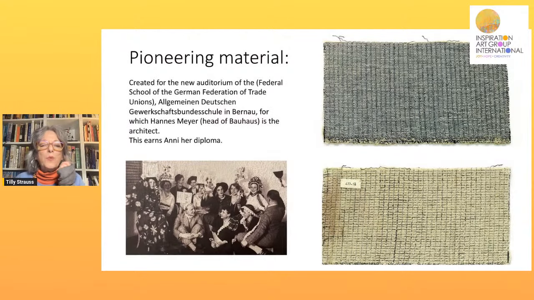Okay, so this is one of the pinnacles of her education. Annie designs a two-sided, sound-absorbing, light-reflecting, durable fabric, and these are two samples of it. It's for the Bernau Auditorium, now that Walter Gropius has been moved out of the Bauhaus and the new leader is Hans Meyer, a Swiss architect. He's designed this huge auditorium, but it turned out that it wasn't holding the sound so well. So she designs this fabric to line the walls. And also it lightens the place up.